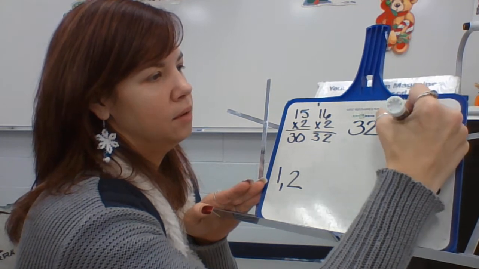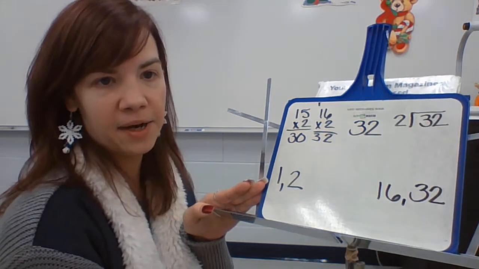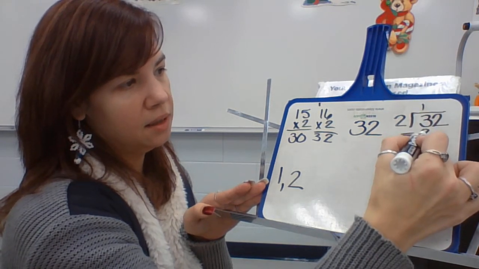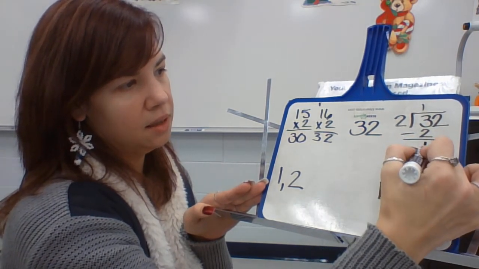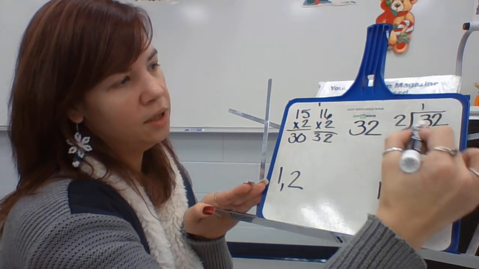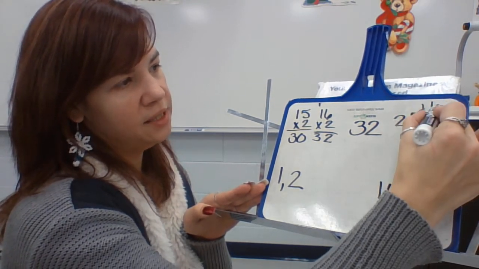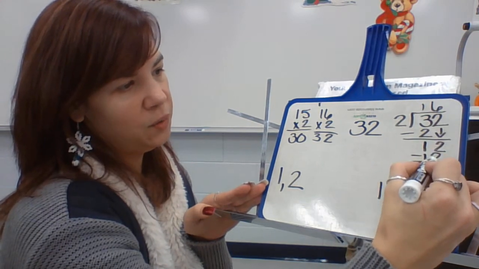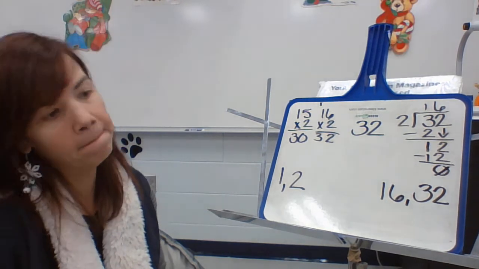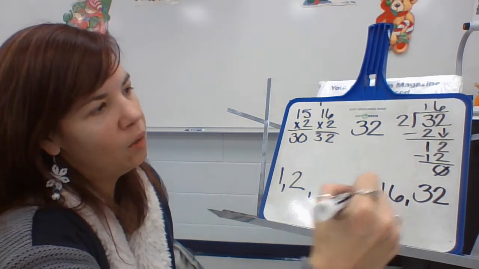32 divided by 2. 2 goes into 3 once. Bring your 2 down. And 2 goes into 12 6 times. So it's whichever method you feel more comfortable with. Okay? All right.